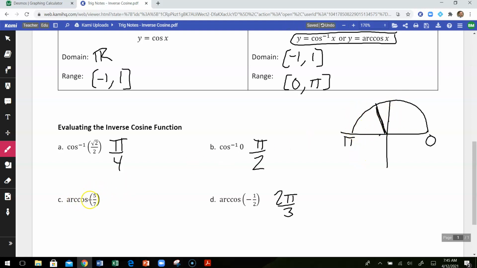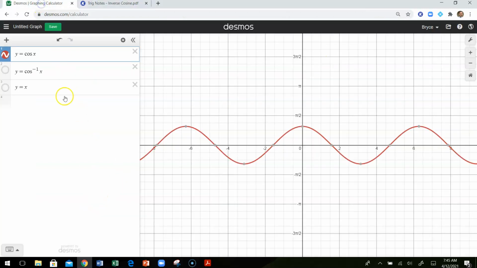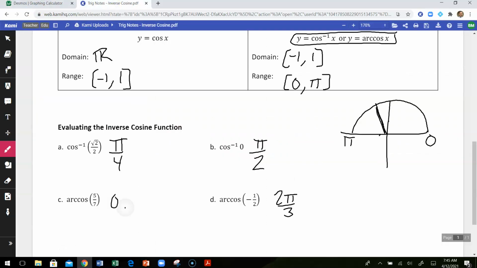2 pi over 3. Arc cos of 5/7. 5/7 is not a unit circle value. So I want to check, is 5/7 in this range? And it is. So it's in my domain here of negative 1 to 1. So because 5/7 is between negative 1 and 1, I can evaluate this. And I'm simply just going to go to Desmos to do that. I'm going to do the inverse cosine of 5/7, which gives me 0.775, we'll call it. It's not a unit circle value, but I do get a value there because 5/7 is in my domain.